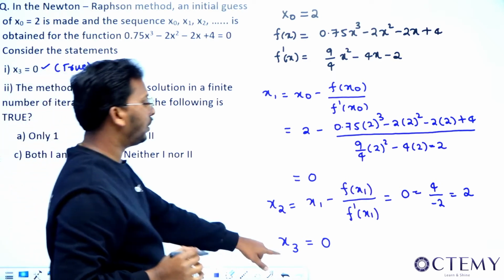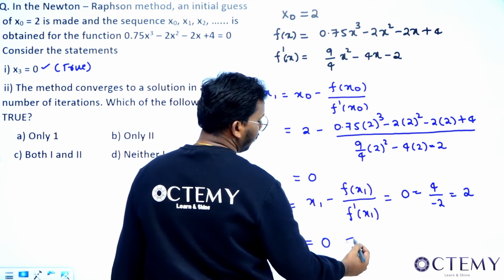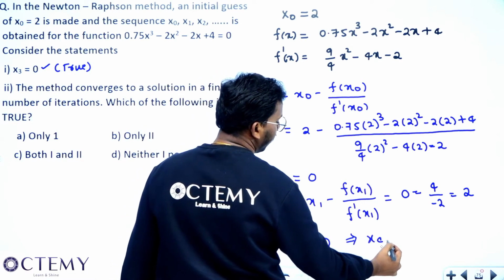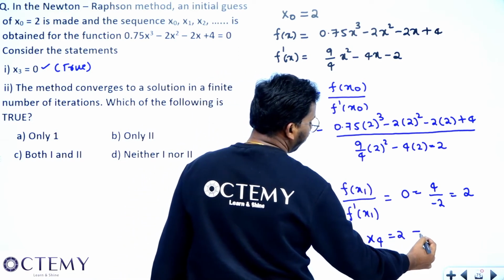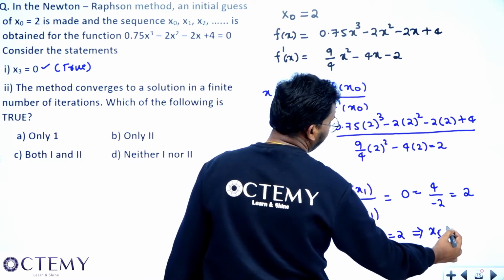And if this is 0, then what will your x4 be, sir? Your x4 will be 2. And what will your x5 be, sir? Your x5 will be 0.